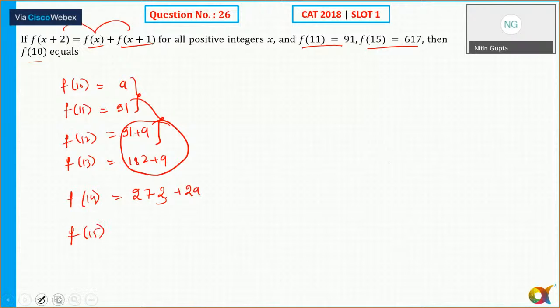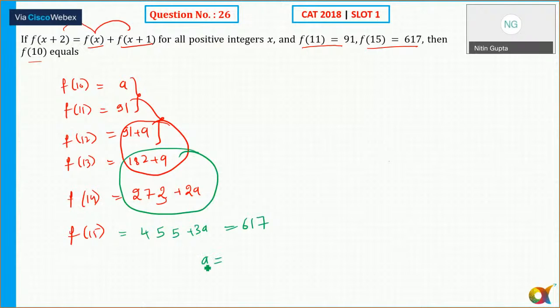F15 comes after F14, so F15 is the sum of the previous two terms. That is equal to 455 plus 3a, and this is equal to 617. So solve this and you can find out the value of a. So this is the answer.